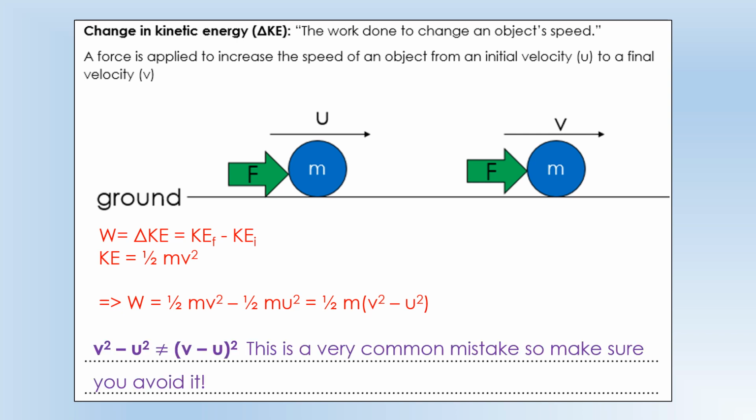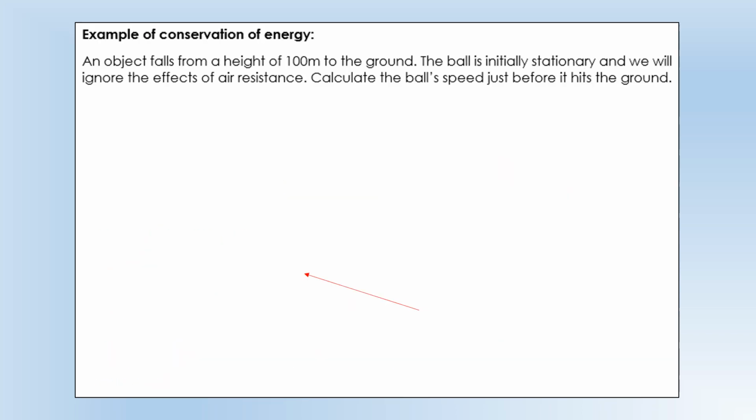Okay, so a little thing at this point to be very careful of is v squared minus u squared is not equal to (v minus u) squared. So don't make this mistake when you're doing some practice calculations. You square them separately and subtract them. Okay, so that's all very general, very non-specific. Let's actually have a look at some examples.